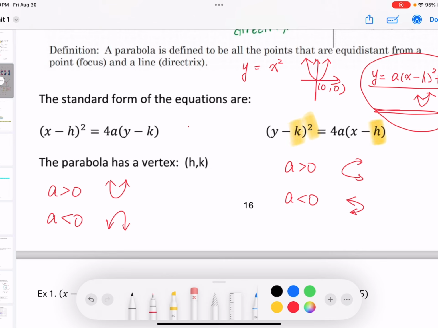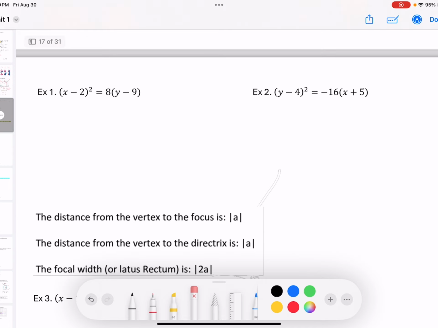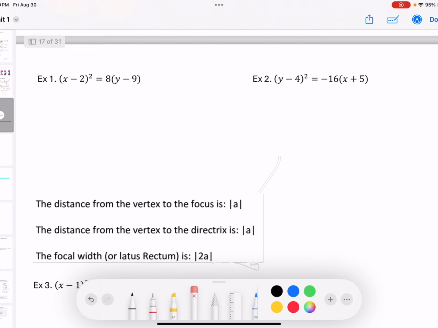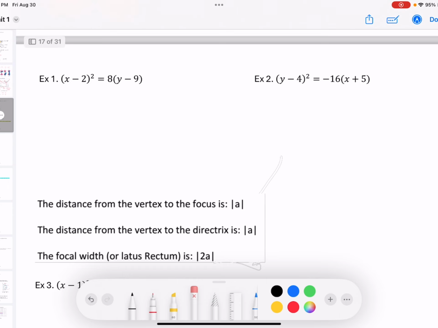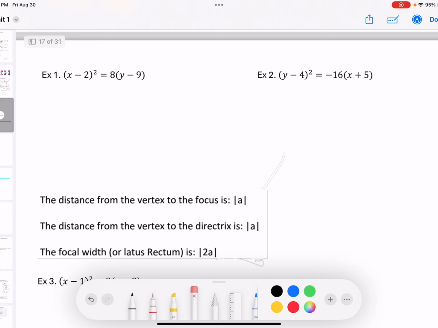Okay, let's move on. Let me erase this. For this question, I only want you to tell me what the a is, whether a is positive or negative, and then tell me whether the graph opens upward, downward, to the left or to the right. Maybe we decide the shape first, and then we can talk about the a. Okay, first we see (x minus 2) squared. Oh, the x part is squared.